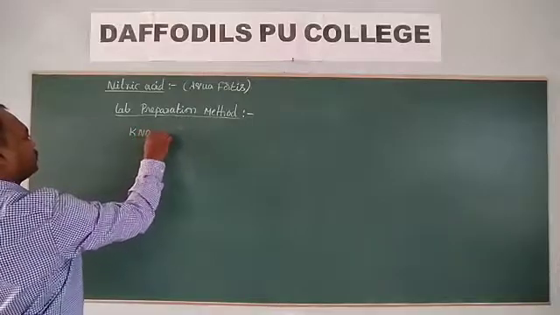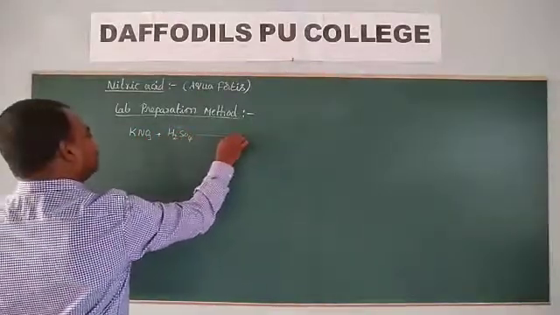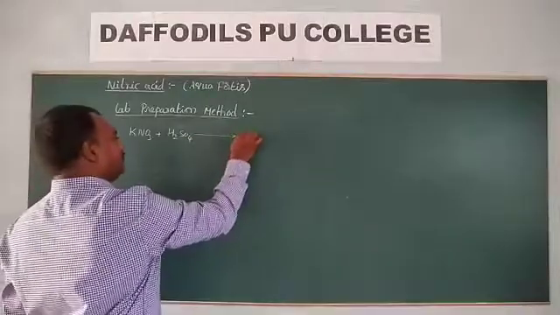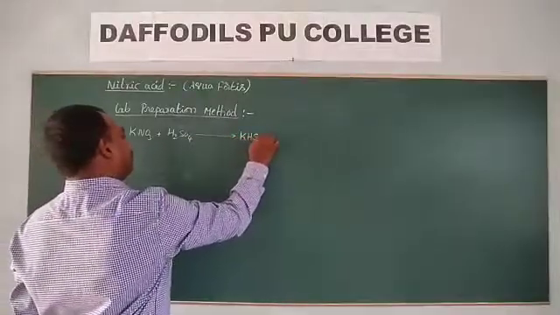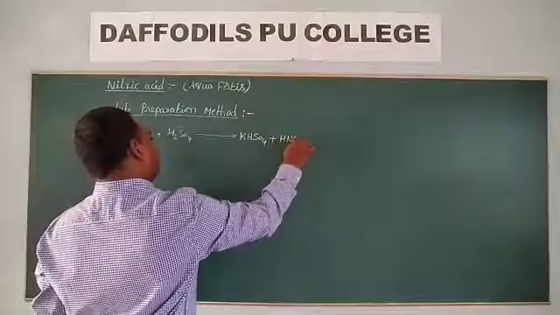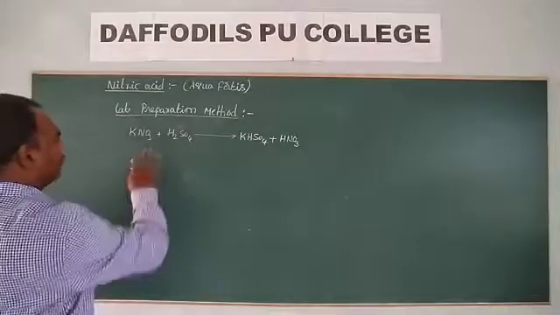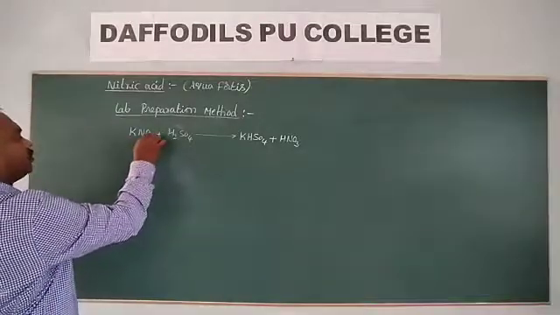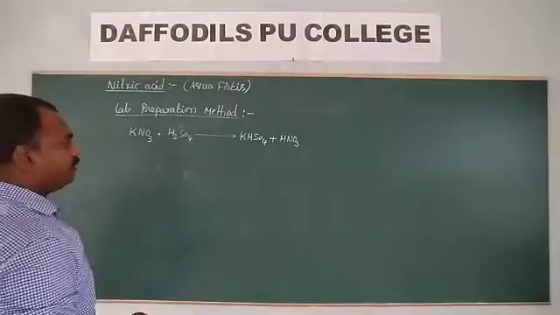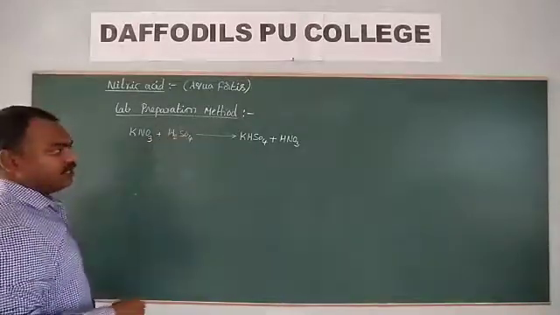Potassium nitrate on reaction with sulfuric acid, we will get nitric acid, HNO3. Potassium nitrate, KNO3, reacting with H2SO4, then you get potassium bisulfate and HNO3, nitric acid.